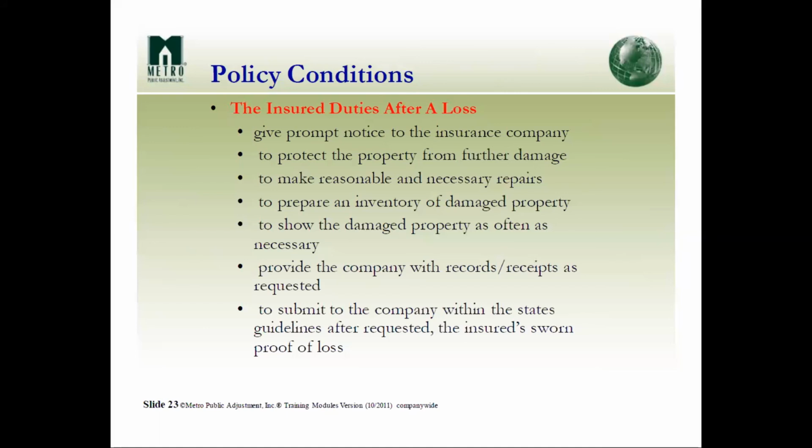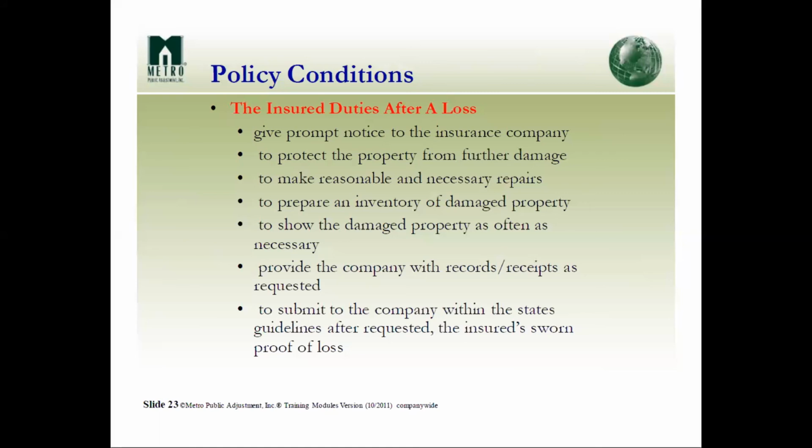Protecting the property, this is called mitigation, meaning that you are making sure that the property doesn't sustain further damage because of damage that has already occurred. To make reasonable and necessary repairs. This is dealing directly with that above line. In other words, it's important that you protect the property and that you make repairs that are necessary so that additional damage doesn't occur.